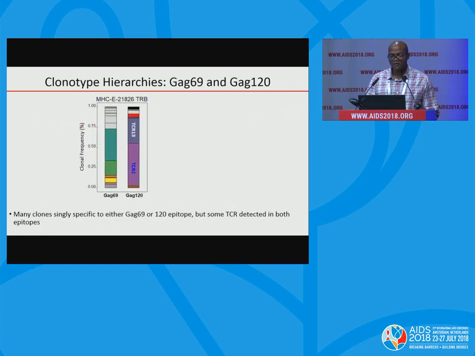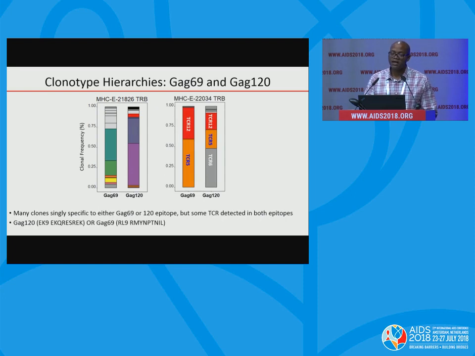When we extend this finding to GAG69, we found that these TCR clone types come in two different flavors. For this animal 21826, we see that these two dominant clone types for GAG120 are not shared at all with GAG69. But this is in contrast with this other vaccinated animal 22034, where we see that two of its dominant clone types for GAG120 are completely shared with the GAG69 response. This was extremely surprising to us in the sense that these are two completely different peptides that share nothing in common.